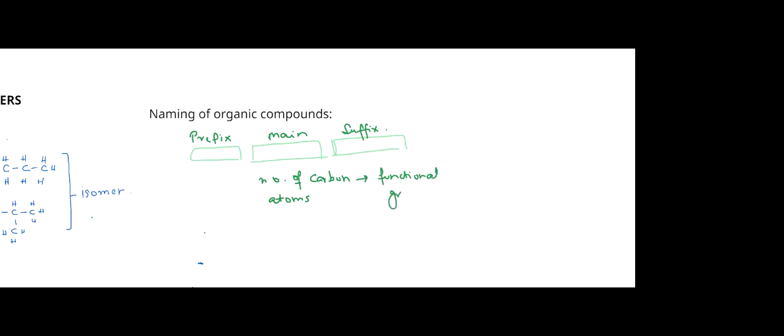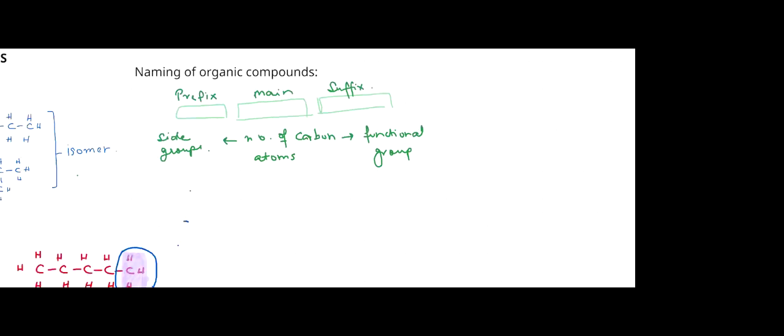And what are you going to write down in the prefix? In the prefix, you'll write down any side groups or any extra groups that might be present. Now, when we are talking about the main name, the main name is always going to be the number of carbon atoms. So when we talk about the number of carbon atoms, remember this.